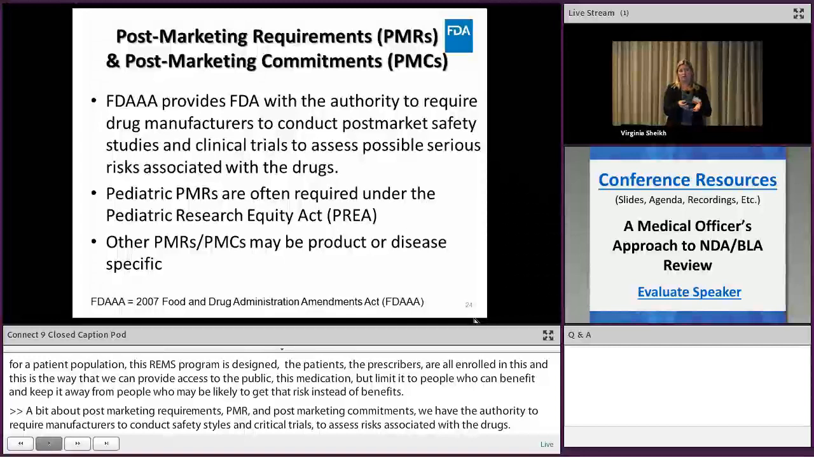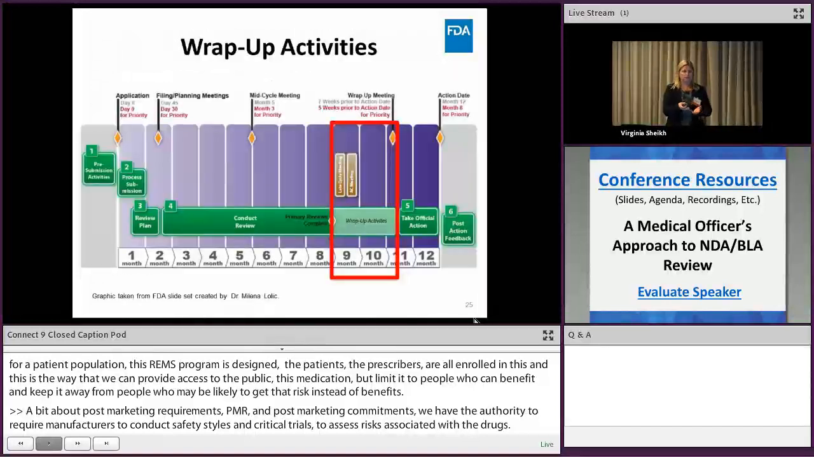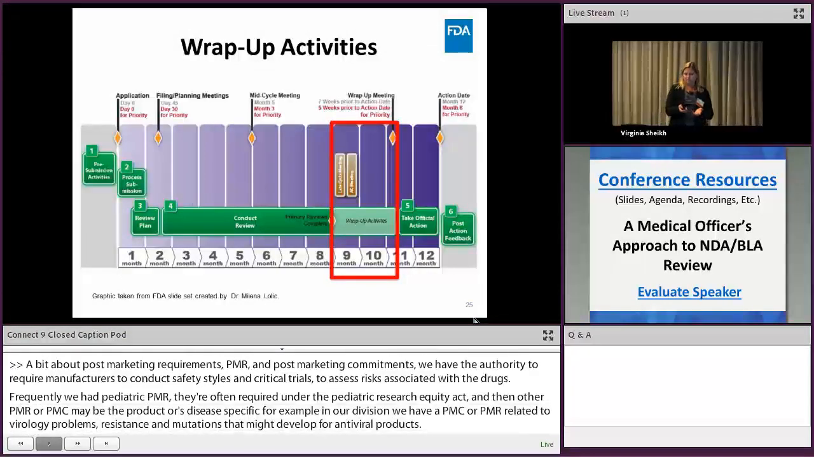For example, in our division, we'll have PMCs or even PMRs related to virology problems, so resistance, mutations, and things like that that might develop for antiviral products.